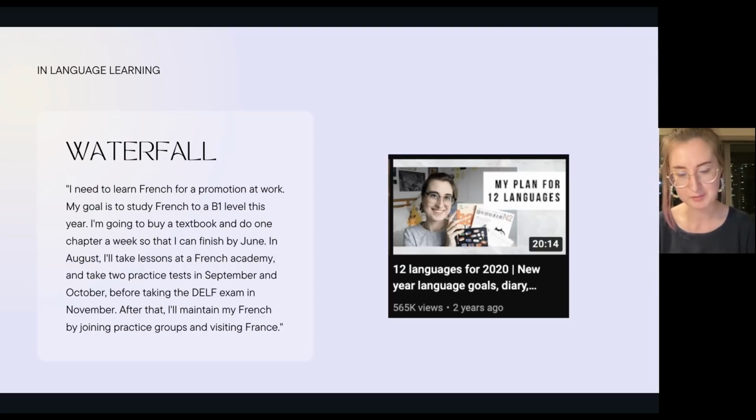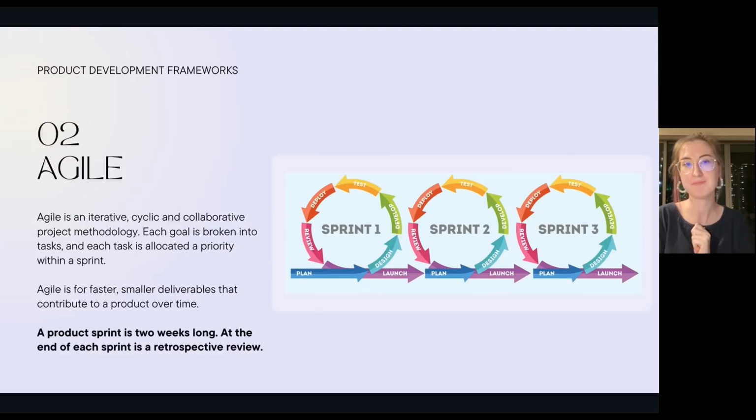Do you think I was successful? Absolutely not. And things change. I got interested in other languages. I just thought, the waterfall approach is not working for me. So let's look at the second framework, which is agile.